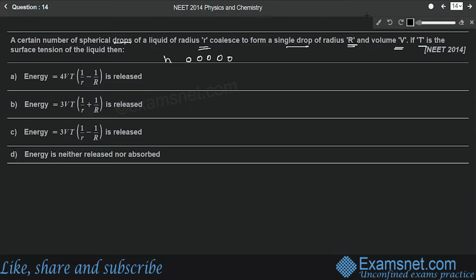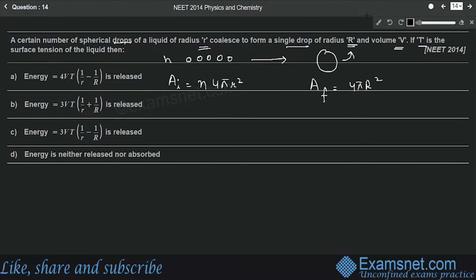So what will be the surface area? Initial surface area will be equal to 4 pi small r square for each of the spherical drops, and for n number of spherical drops it will be n times 4 pi r square. Similarly, when these drops combine to form a single large drop of radius capital R, then the surface area, that is the final surface area, will become 4 pi capital R square.